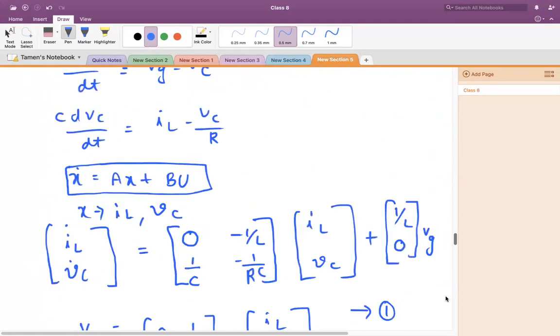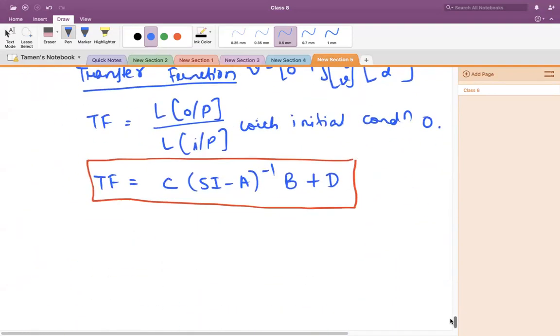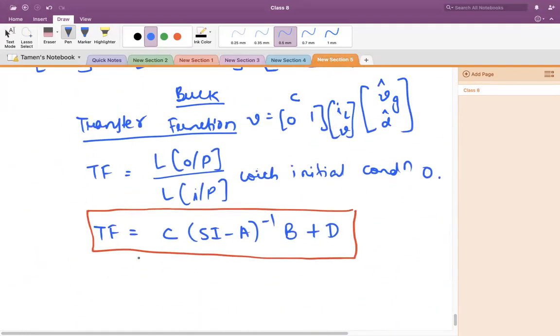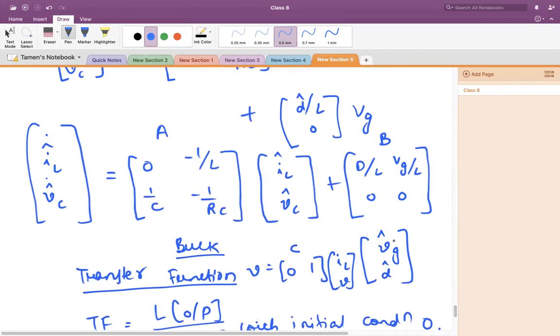So from our study, in order to convert it into transfer function, we need the output voltage V upon any one of the inputs. What are the inputs? The inputs in this case are these two. This is A, B, this is X, this is U, right? U means input. So one input is this one and one input is this one. What is VG? VG is the input voltage. What is D? D is the duty ratio.